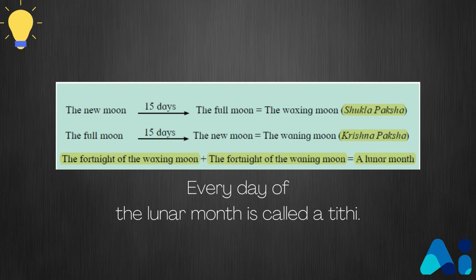And remember, every day of the lunar month is called a Tithi. You know now what the Shukla Paksha is and what the Krishna Paksha is, and these two cycles, new moon to full moon, is the waxing moon period. From the full moon to the new moon is the waning moon period, and this together comprises the lunar month, right?